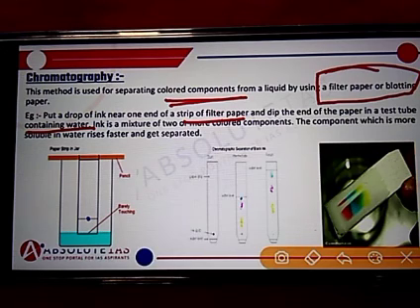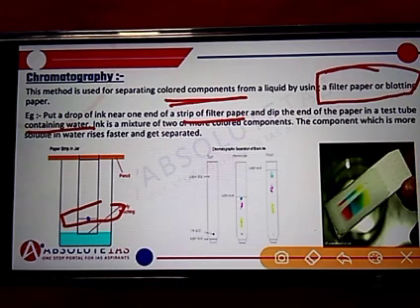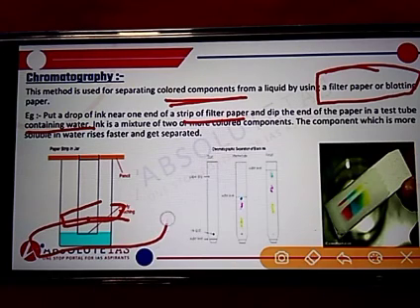This is the setup that we have used: a drop of ink, and this strip is kept in a solution, here, which is water. Now what will happen? That ink is a mixture of two or more color components. These color components will spread, and the component which is more soluble in water rises faster and gets separated.